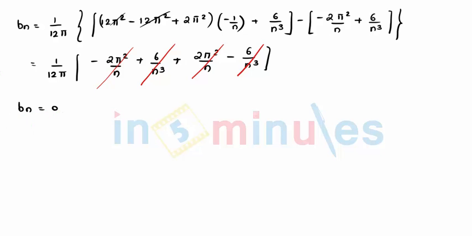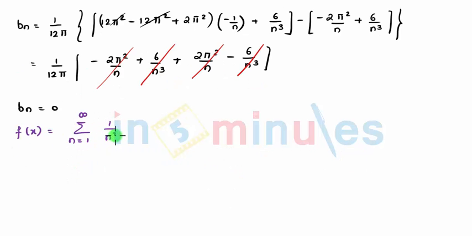Finally I can write the series as f of x is equal to A0, I don't have, so I will be writing summation n equal to 1 to infinity an. So an I got as 1 by n square, so I write 1 by n square, and further is cos nx. So I got summation n equal to 1 to infinity cos nx divided by n square.